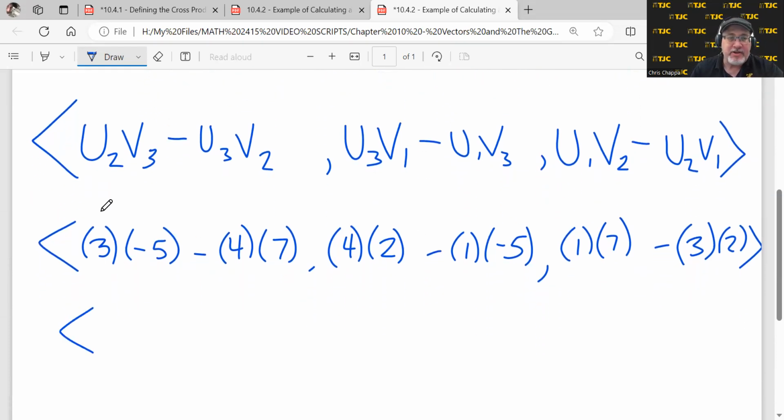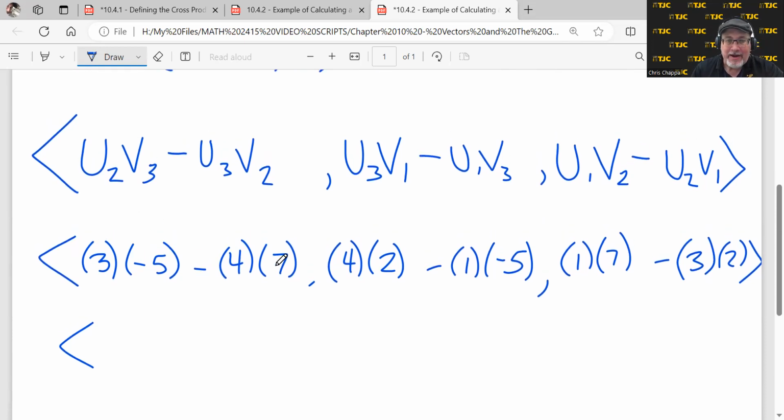We'll expedite the arithmetic. This is negative 15 minus 28. Negative 15 minus 28 is negative 43. And for the second expression, this one's easier. 4 times 2 is 8. 1 times negative 5 is negative 5. 8 minus negative 5 is 13. And for the third one, 1 times 7 is 7, minus 3 times 2 is 6. 7 minus 6 is 1. Okay, that was relatively harmless.